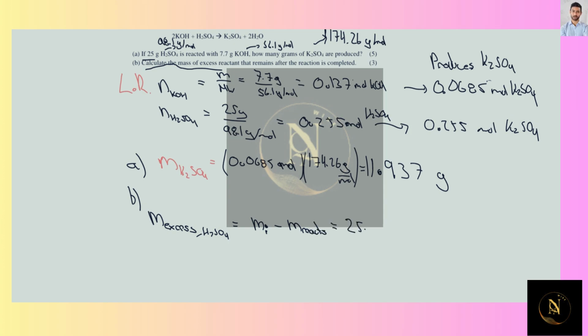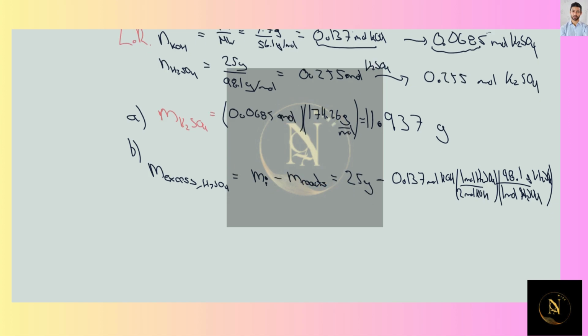This would be 25 grams minus, in this case, since we know that 0.0685 moles would react due to this stoichiometry, let me not skip any steps, moles of potassium hydroxide. We know that 2 moles of potassium hydroxide is going to react with 1 mole of sulfuric acid. And we know that 1 mole of sulfuric acid corresponds to 98.1 grams.